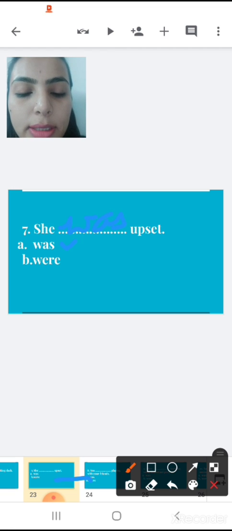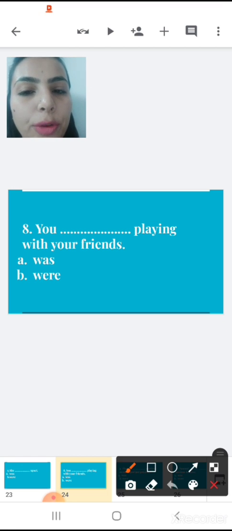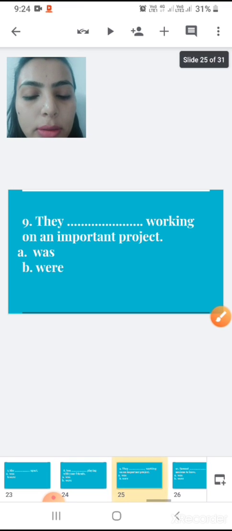Next is: you dash playing with your friends. See, here we use "were" with "you" because "you" is used for one person, but we can also use "you" for the plurals. So always write "were" with "you", because "you" is used for the plurals also. So, you were playing with your friends.